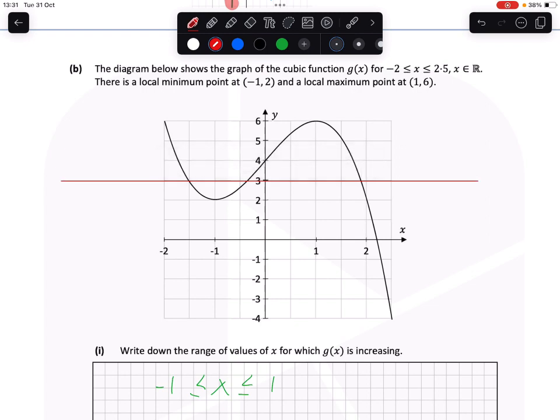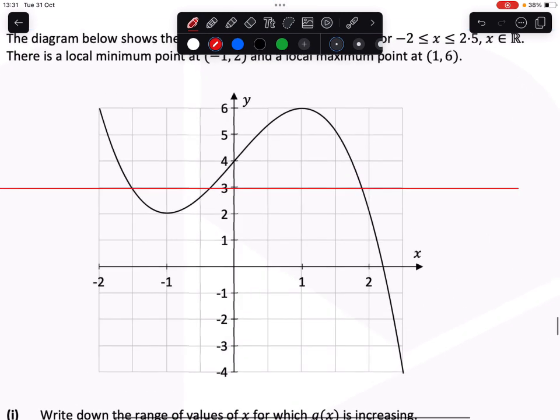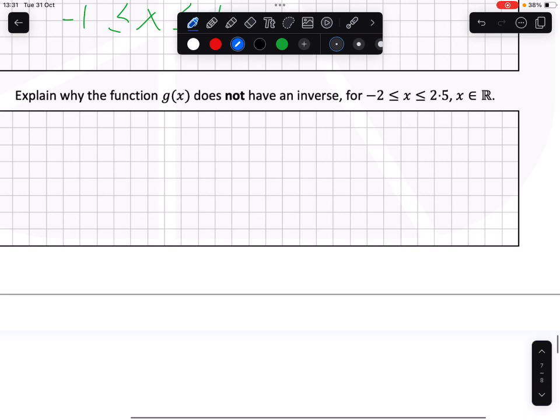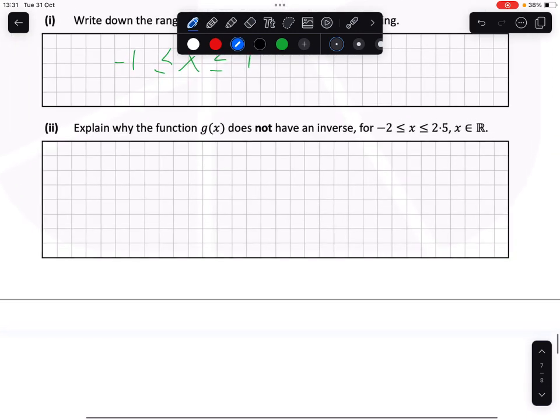So if we look right here, we have the red line crossing at this point here, and all the way at this point here. So because it crossed the 3 separate points, it can't have an inverse. So we want to explain why. We can say that y being equal to 3 has 3 x inputs.